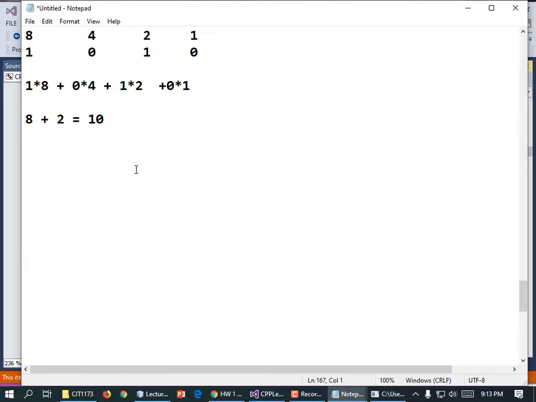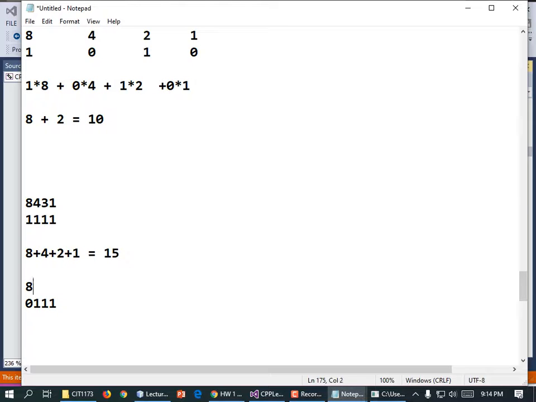So what if we had, let's do some more. I'm going to just write the places like this, 8, 4, 2, 1. What if we have 1, 1, 1, 1? What does that equal? This is 8, 4, 2, 1. That's an 8 plus a 4 plus a 2 plus a 1 equals 15, the highest value that can be held in 4 bits. What if we have 0, 1, 1, 1?